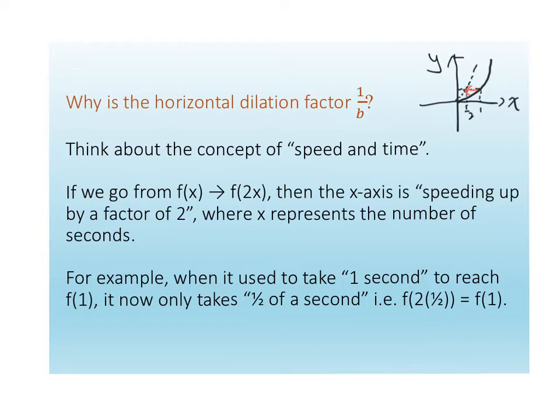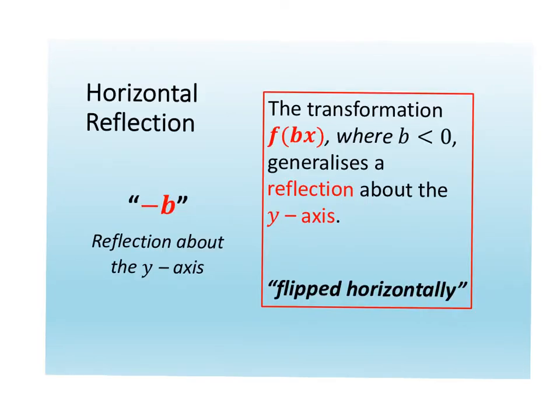So remember, dilation factor is 1 over b for horizontal. Then horizontal reflection only happens when there's a minus b. So what you do is you dilate first. Once you dilate, you can reflect about the y-axis. Here, if I sketch it for you again, this is the original.